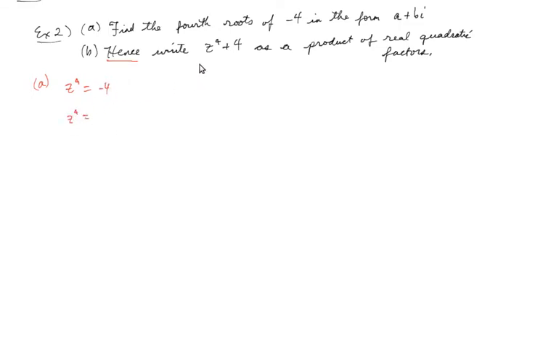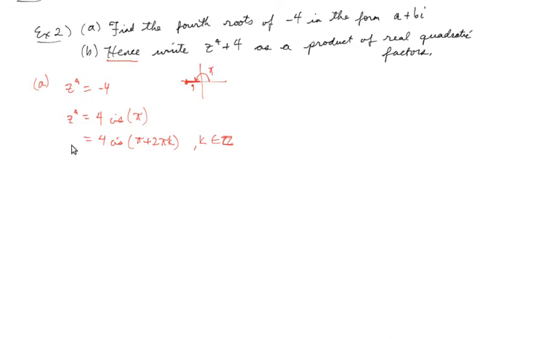So z to the fourth equals negative 4. Now this is minus 4, so in polar form that would be over here, and the angle would be pi, with a length of 4. So this would be a magnitude of 4 cis pi. Now we change this into the more general form, so this becomes cis of pi plus 2 pi k, where k is an integer.